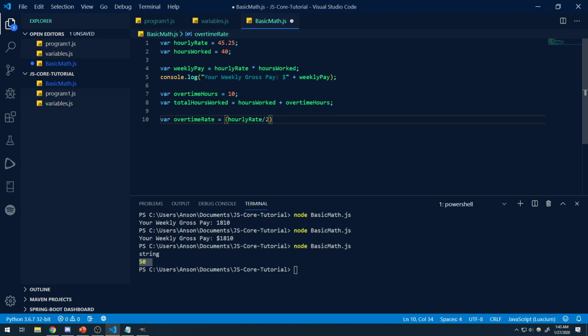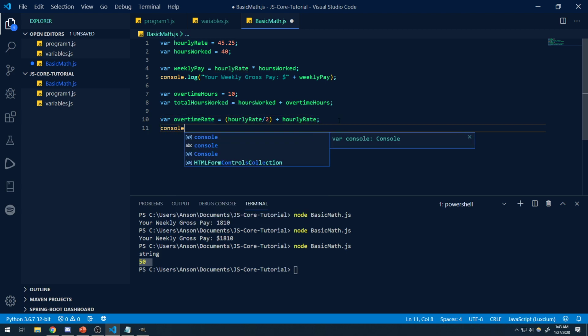Okay, so we're going to take this, divide it by 2, and then add it to hourly rate. One thing I should mention is that the value of hourly rate, 45.25, never changes. All we're doing is taking that value, dividing it by 2, adding it to the value of hourly rate, and then assigning that value to overtime rate. So hourly rate stays the same at all times. We're not mutating that at all.